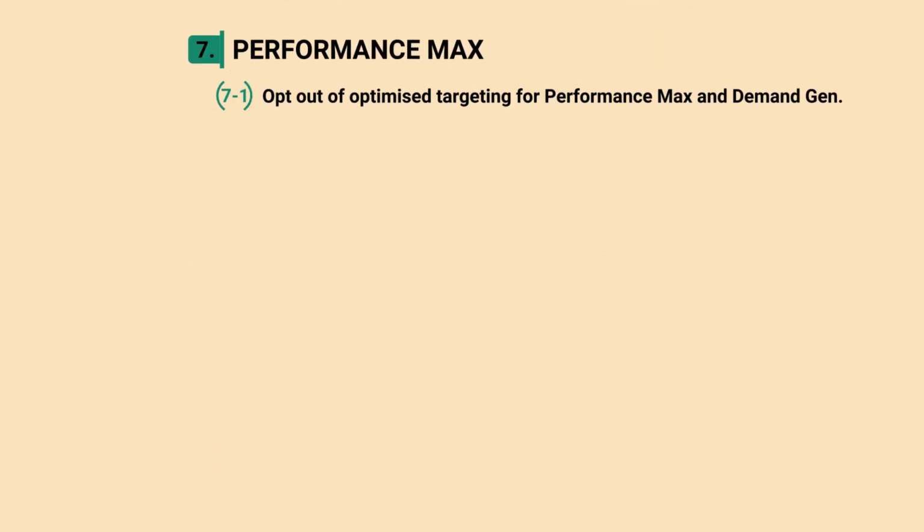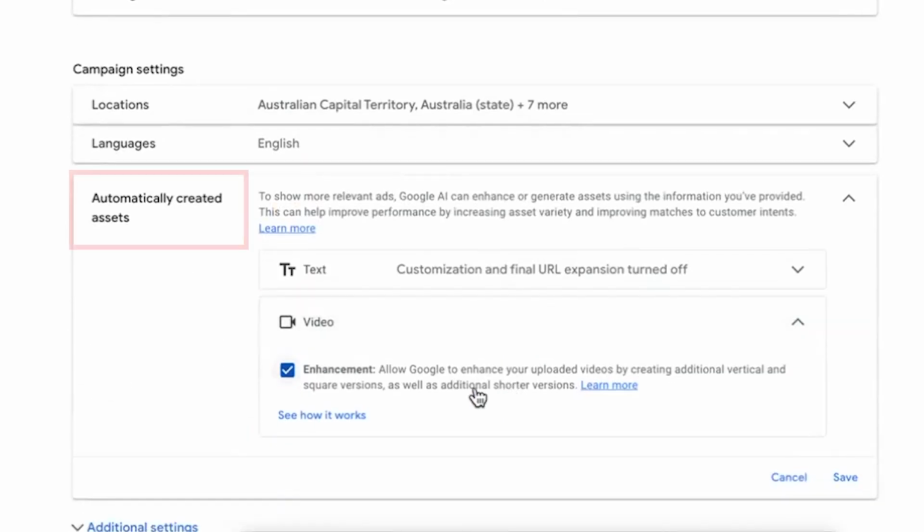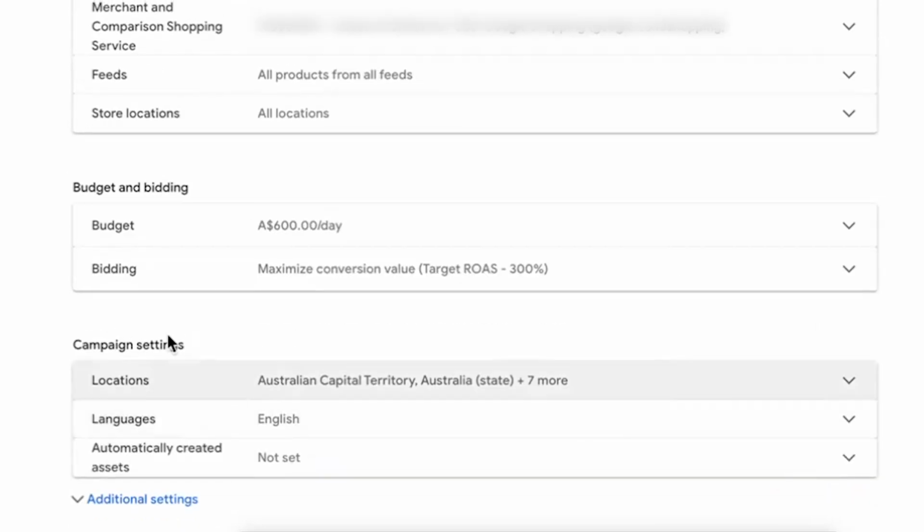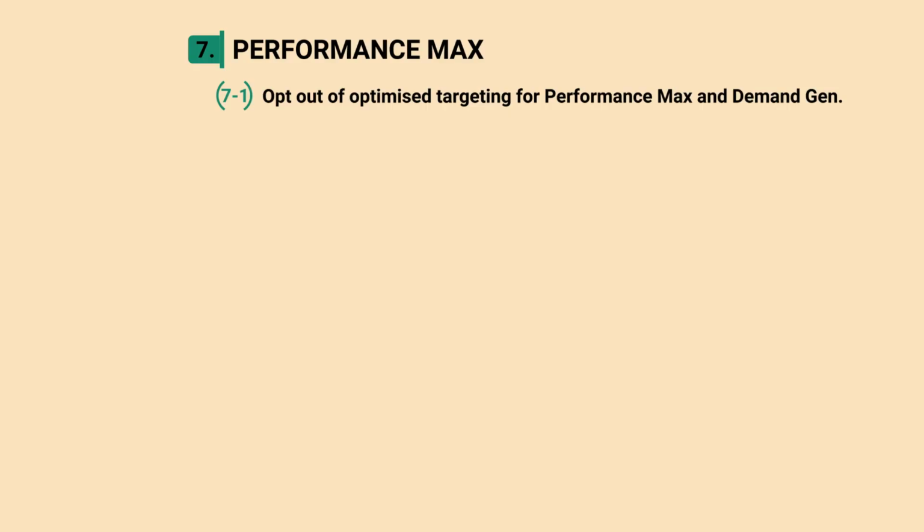Opt out of optimized targeting for Performance Max and demand gen. Do this in your campaign settings under automatically created assets. This setting stops Google from creating vertical and square videos or shortened versions from an original video.